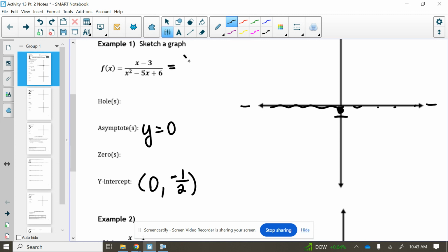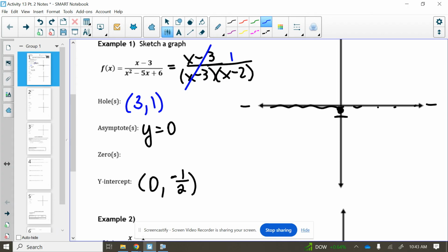From there, it's helpful to factor and see what our pieces are, any holes, any intercepts. This time we notice that the x minus 3 cancels out, and we have a hole at x equals 3. And if we plug back in and simplify, 1 over 3 minus 2 would be 1 over 1, so (3, 1) would be the value of our hole. So we see that open circle on our graph.